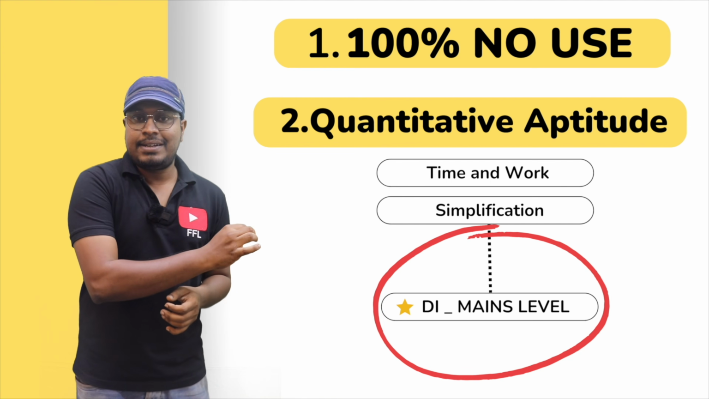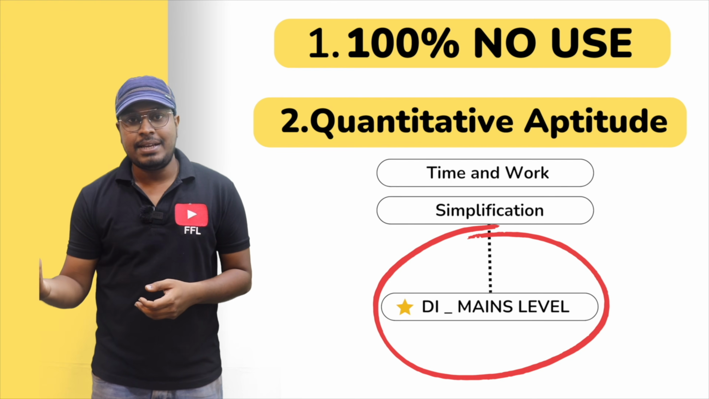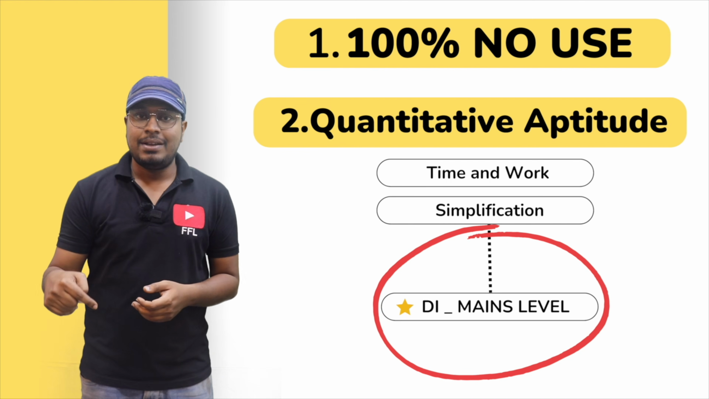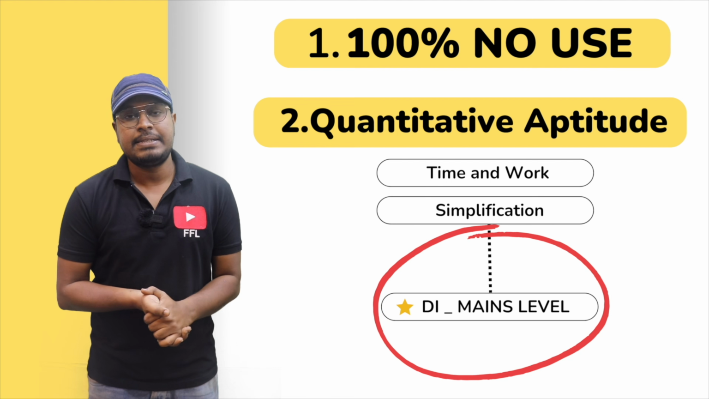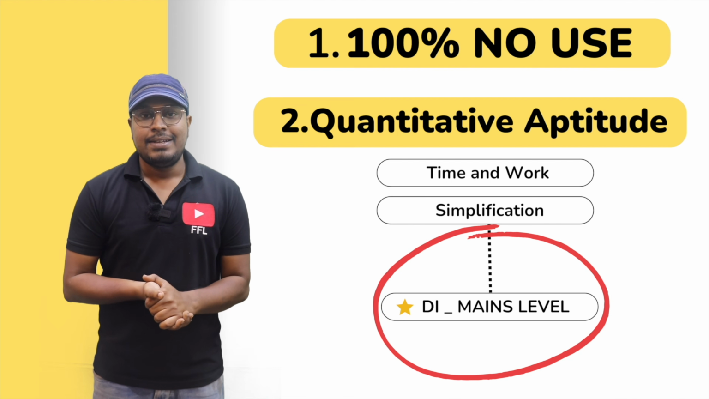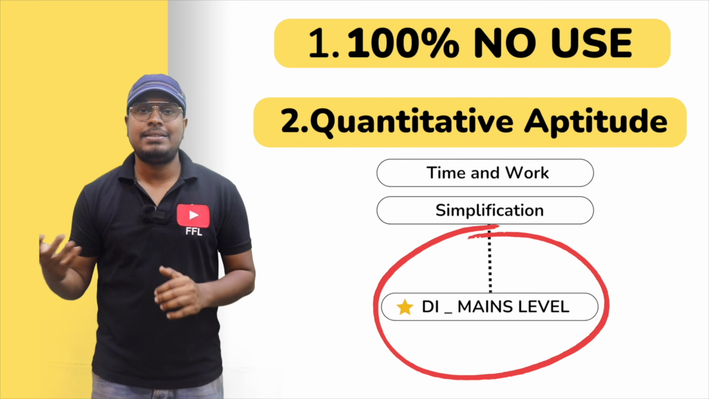So first write the test and analyze what mistake you have made and where you made the mistake, and then watch this video. Definitely it will be helpful for the students who are going for CAT exams and bank mains exams. So let me move on to the difficult data interpretation question in this type of video.